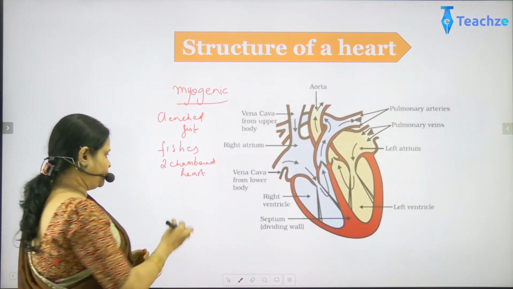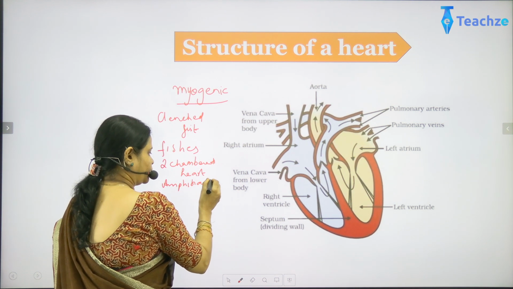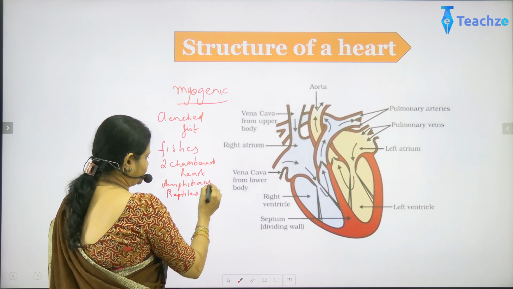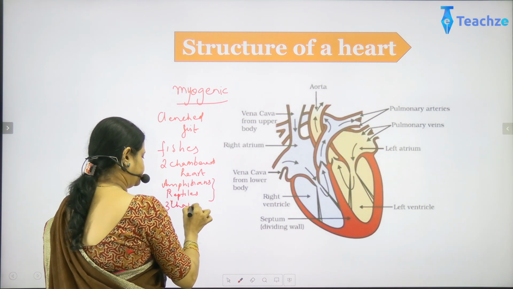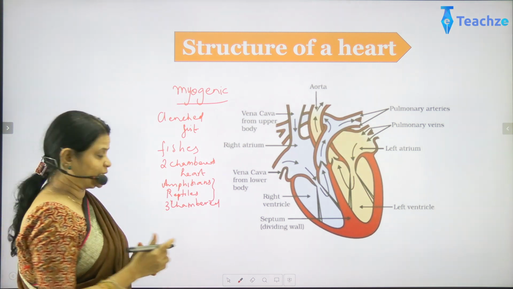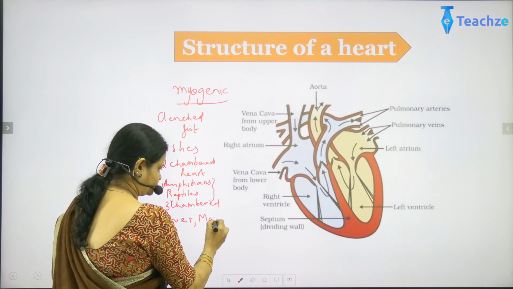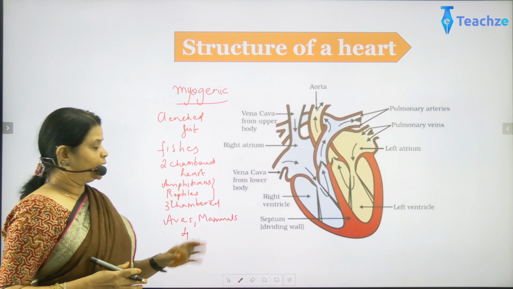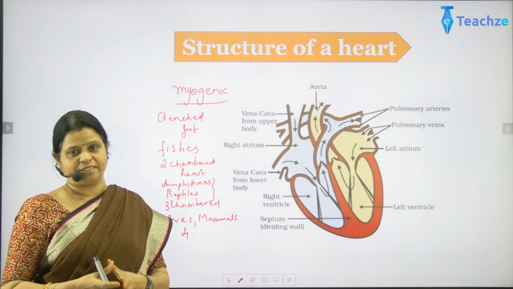And in the case of amphibians and reptiles, these two will generally have a three-chambered heart. And in aves and mammals, that is the birds and mammals, it is a four-chambered heart.